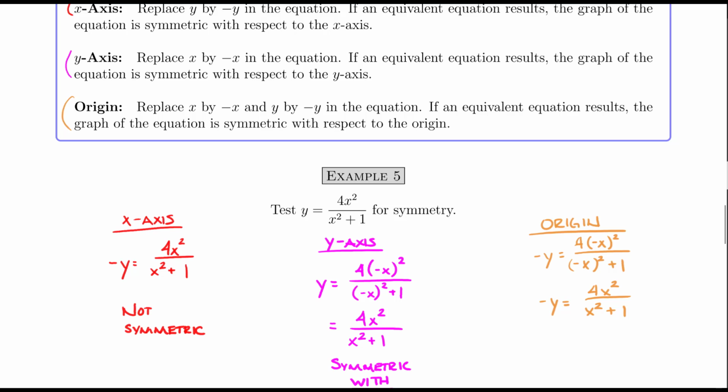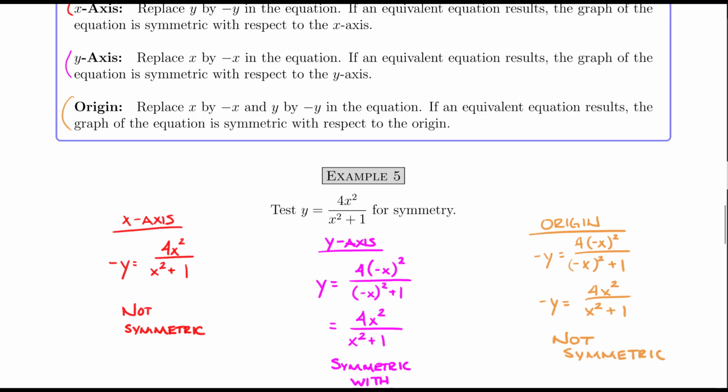Well, we can see here that the test for origin symmetry is exactly the same as our x-axis test for symmetry. So it is not symmetric with respect to the origin. So this graph only has one kind of symmetry. It's symmetric with respect to the y-axis.